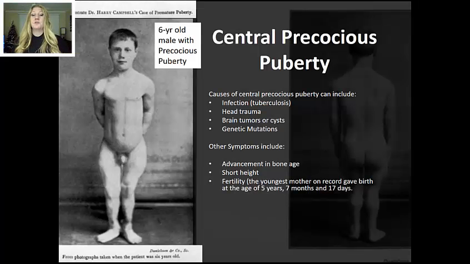The causes of central precocious puberty can include infections such as tuberculosis, head traumas, brain tumors, cysts, and a dozen or more genetic mutations. Other symptoms can also include short stature, early onset fertility, so they can become parents at an extremely young age, and advancement in bone age.